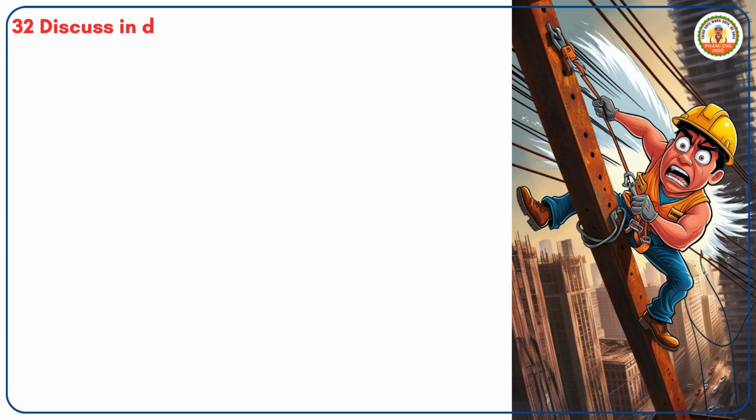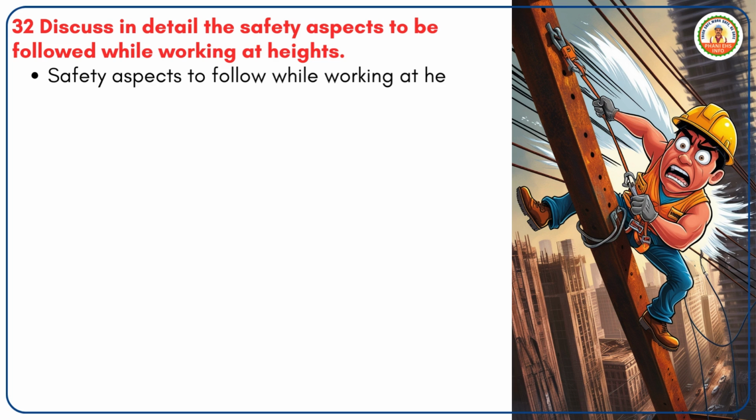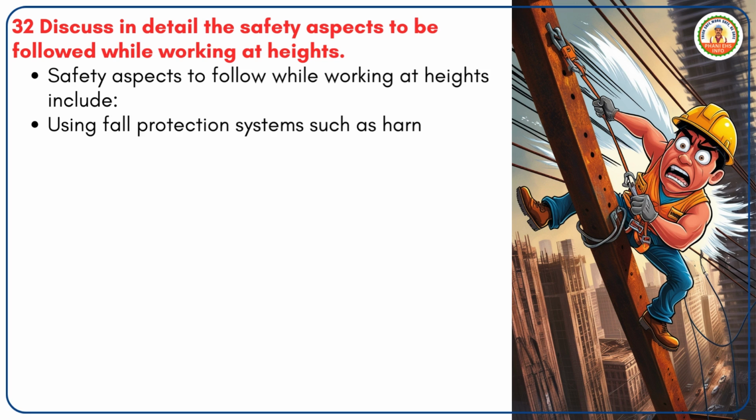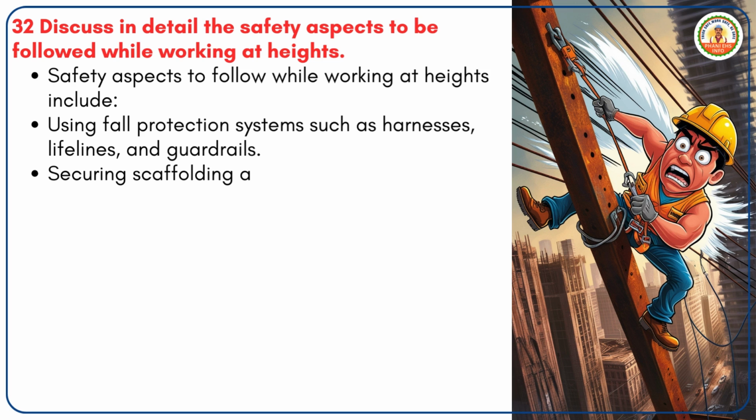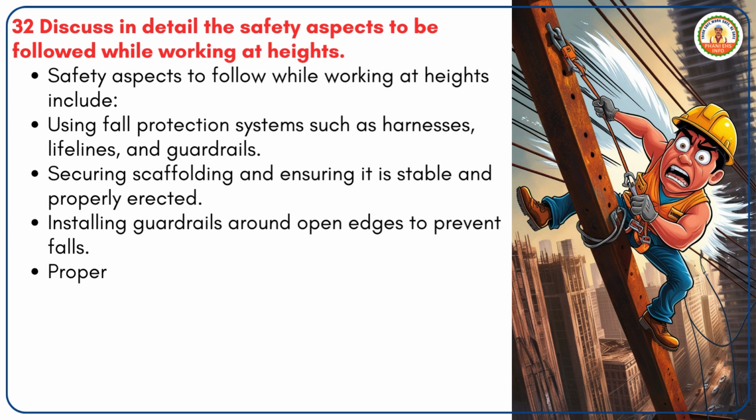32. Discuss in detail the safety aspects to be followed while working at heights. Safety aspects to follow while working at heights include using fall protection systems such as harnesses, lifelines, and guardrails. Securing scaffolding and ensuring it is stable and properly erected. Installing guardrails around open edges to prevent falls.